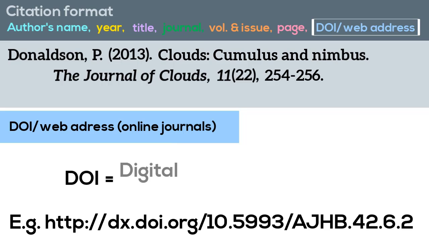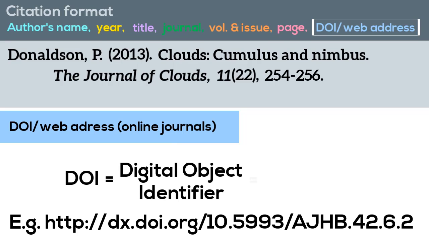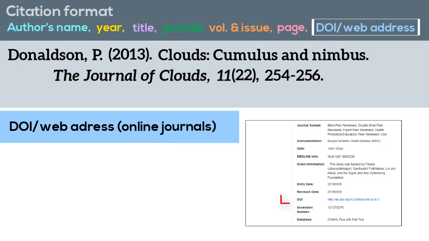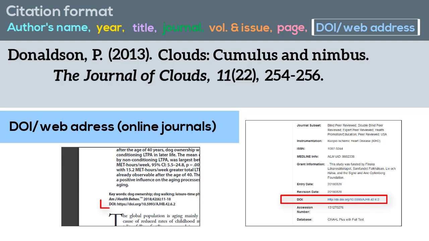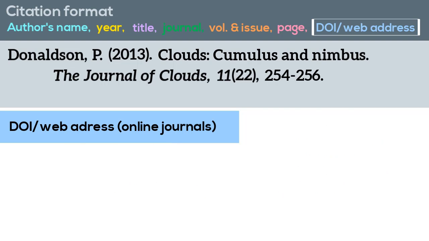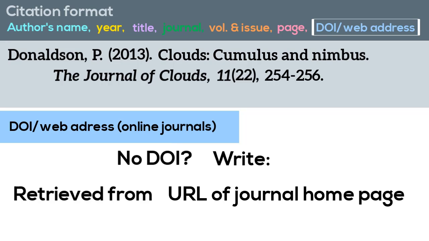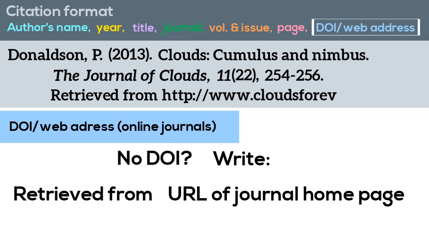The DOI is the Digital Object Identifier. It is a more stable link to the article than a URL, which may change over time. The DOI is often included in the search result or on the first page of the document. If your document doesn't have a DOI, write retrieved from and include the URL for the journal's homepage. For example, retrieved from http://www.cloudsforever.com. This is the basic citation for a journal article in APA.